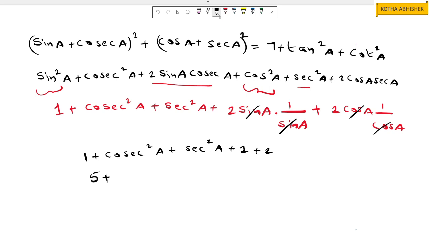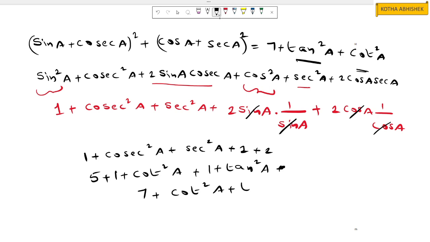But the right side is asking about tan square and cot square, right? So cosec square A can be written as 1 plus cot square A, that is from the identity cosec square theta minus cot square theta equals 1, right? So cosec square theta means 1 plus cot square theta, plus sec square A can be written as 1 plus tan square A. Now 5 plus 1 plus 1 is 7, plus cot square A plus tan square A.